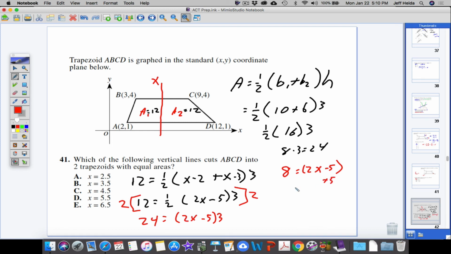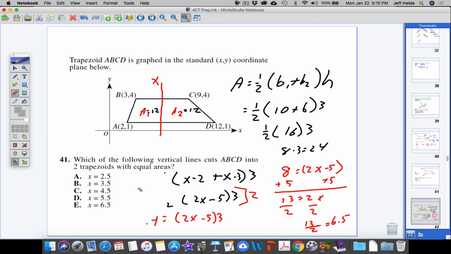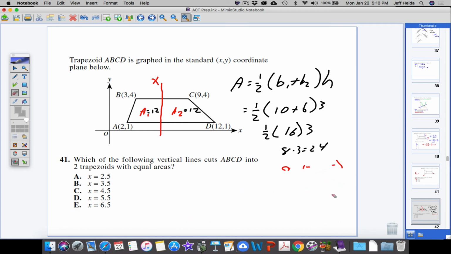Add 5 to each side. 5 plus 8 is 13 is equal to 2x. Divide by 2, divide by 2. 13 divided by 2 is going to be 6.5. The answer is 6.5. So that's the long way to do it. Now I'm going to erase all of this down here. We're going to do it a different way. And I think you'll find this way is much easier.